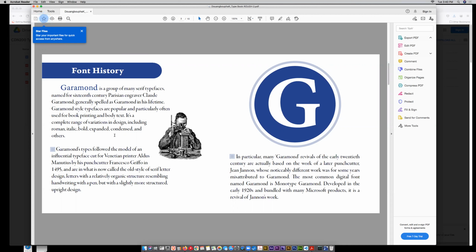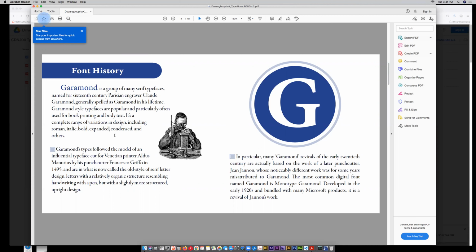Its complete range of variations in design, including Roman, italics, bold, expanded, condensed, and others. And that's actually cool. I did not realize that. I didn't know that Garamond had expanded and condensed versions available. That's kind of wild.